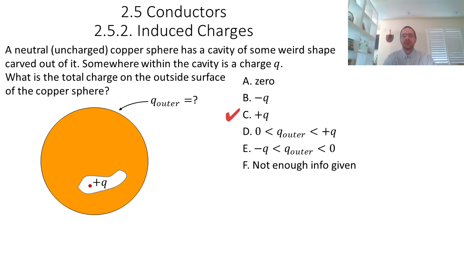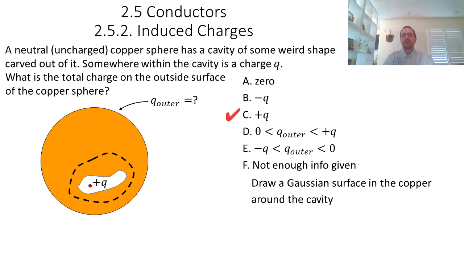Here is one way to find it. First, let's find the charge on the surface of the inside cavity. For this, draw a Gaussian surface in the copper that surrounds the cavity. What is the flux of E field crossing through this Gaussian surface? Right? The surface is in the copper, and the field inside a conductor is 0, so there is just no flux through the Gaussian surface. And so according to Gauss's law, that means that the total charge inside this Gaussian surface has to be 0.